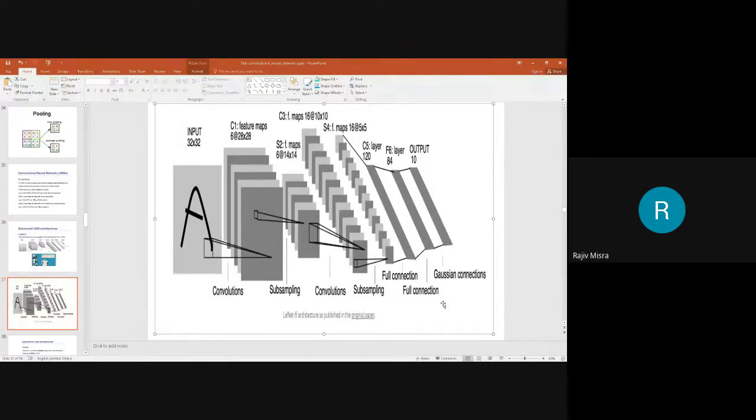whereas it is giving you 16 channels. That means 16 different filters are applied over here, and for each filter you can see the channel dimension is increased.